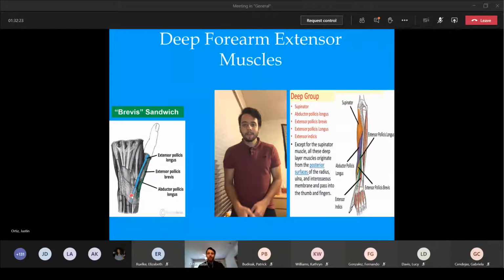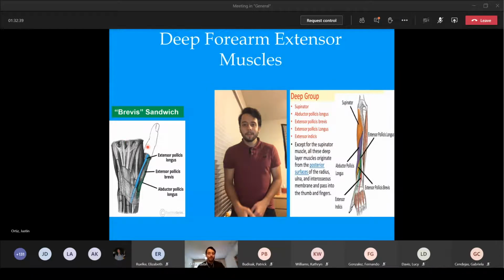So yeah, we went over all the forearm muscles, right? The only ones we're missing are the brachioradialis as well as the anconeus, which I put like a minute segment on in the next few slides. But the best way to remember the anatomical snuff box is actually going to be calling it a brevis sandwich.